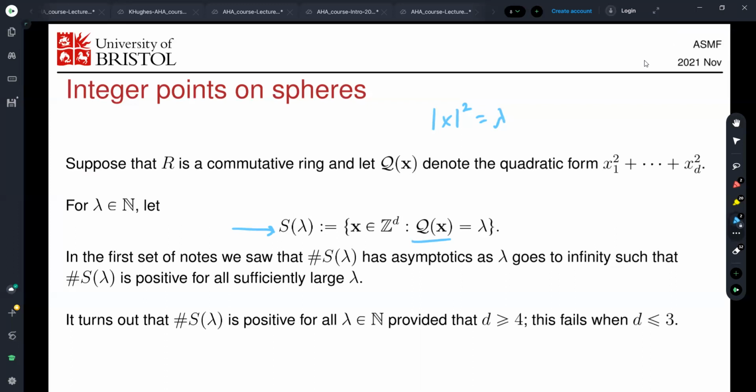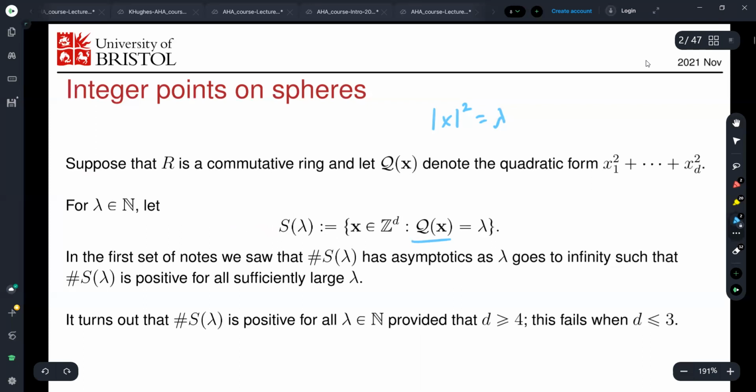for reasons that will become clear soon. What we saw in the previous set of notes is that we get an asymptotic formula for the number of integer points on a sphere of radius square root lambda when lambda is a natural number. In particular, the set of such integer points is non-empty. It's actually growing as lambda goes to infinity, as soon as d is greater than or equal to 5.